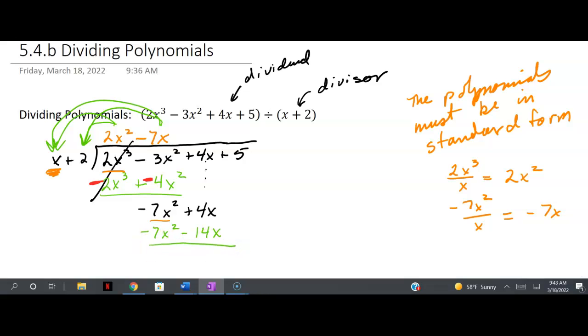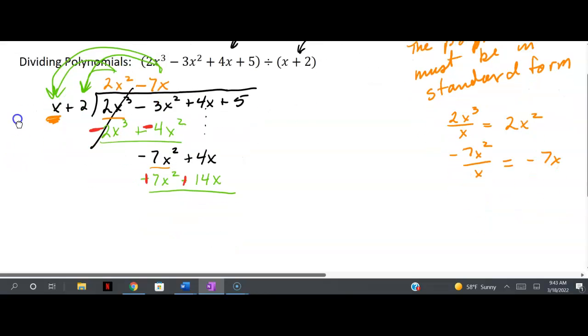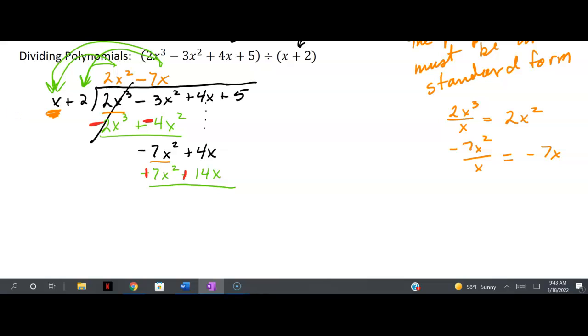Now we have to do the subtracting, but I don't think of it as subtracting. I think of change the signs. Change the sign there, change the sign there. That's really important. These do take some space to write out. These are canceling out. A negative 7x squared and a positive 7x squared. Those are out. That's supposed to happen. 4x and 14x is 18x. And then I'm almost done. I got to bring down one more term, plus 5. And then we go again.